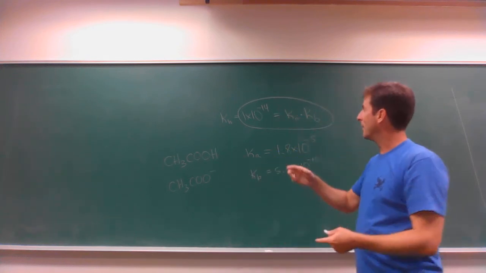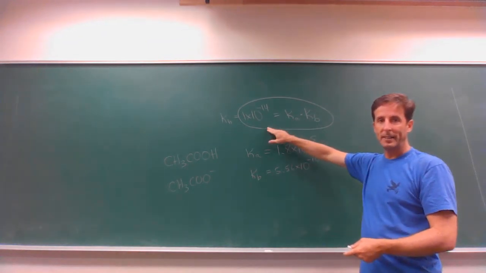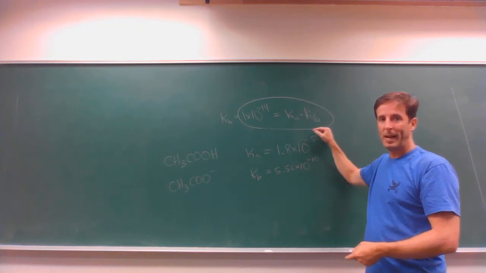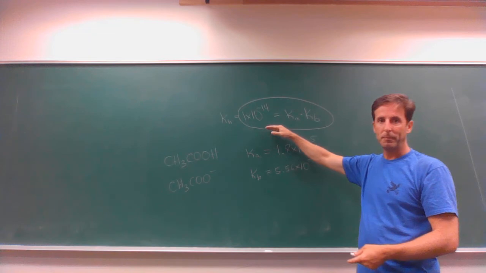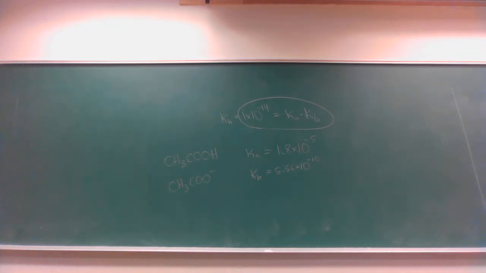It's demonstrated by the fact that these two numbers have to multiply to equal a constant. If one of them goes up, the other one has to go down, because the product of the two numbers has to stay the same. Okay? All right, so moving forward.